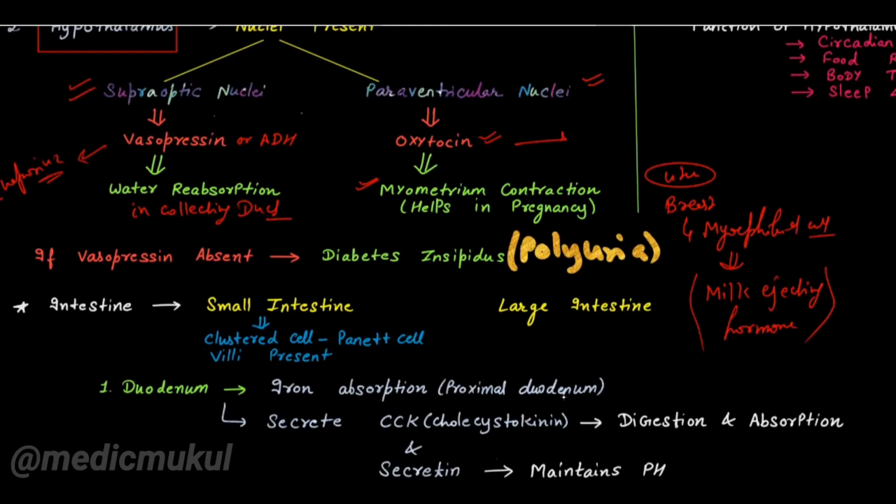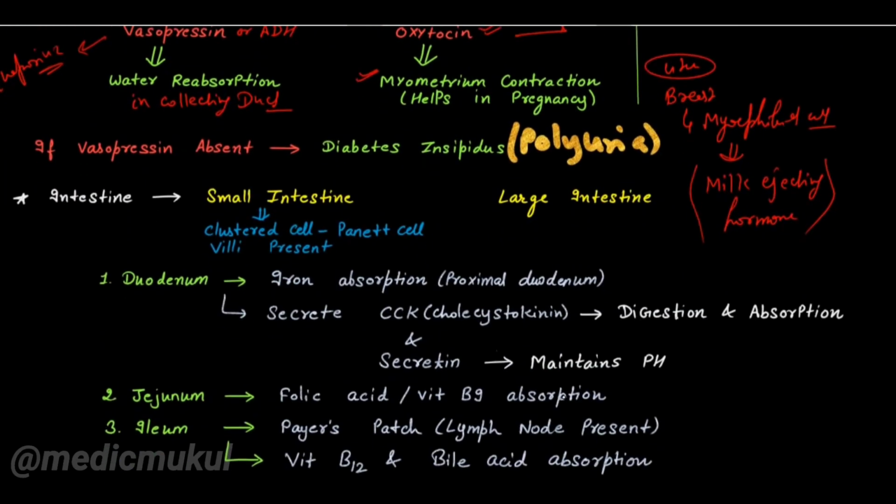That is our diabetes insipidus. So polyuria and polydipsia. If more water is released in the urine, the person will become more thirsty, and that leads to polydipsia. So polyuria and polydipsia are the main characteristic features of diabetes insipidus.